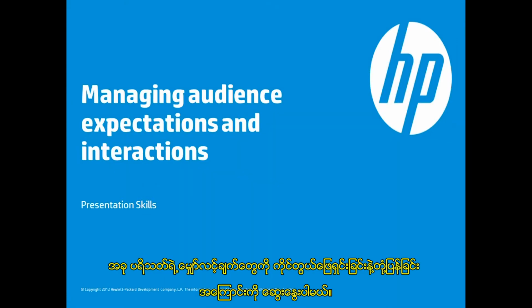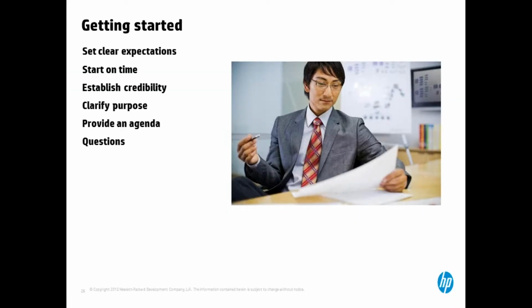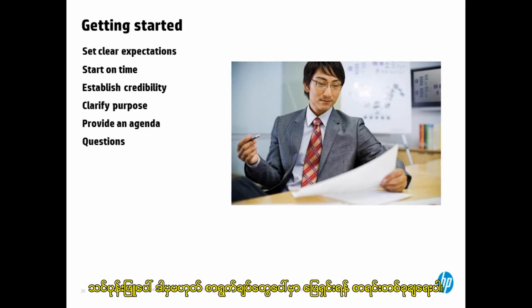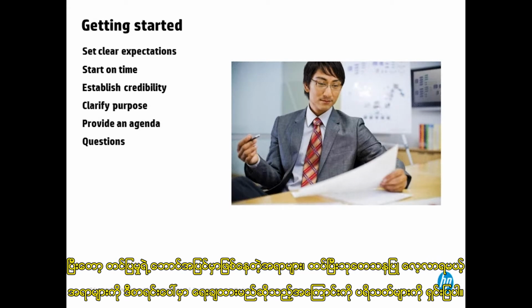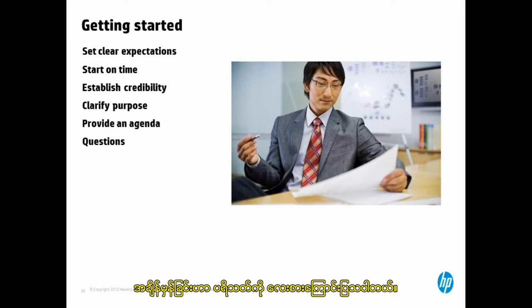We move on to managing audience expectations and interactions. So, getting started. One of the key aspects is to set clear expectations for the presentation, including the guidelines for any interaction. Create an issues list on a flip chart or a whiteboard and explain that you will list anything that is out of scope or needs more research or follow-up. Be ready to start on time. Punctuality indicates that you have respect for your audience.